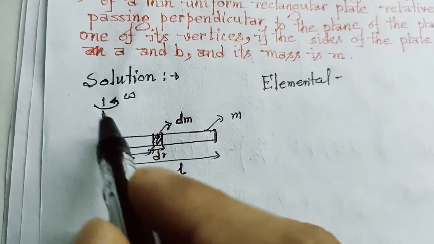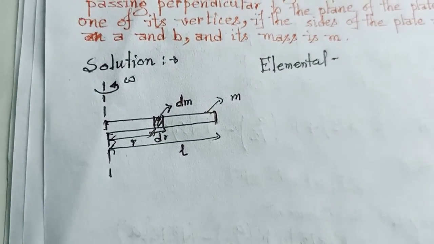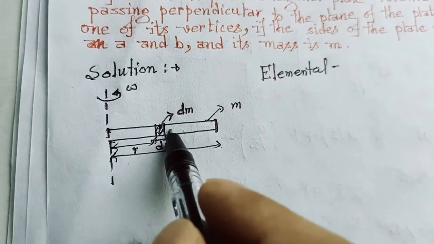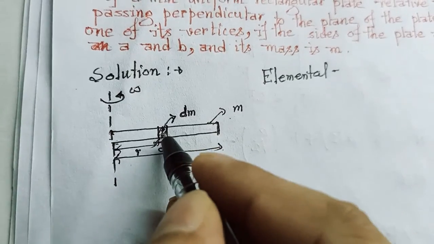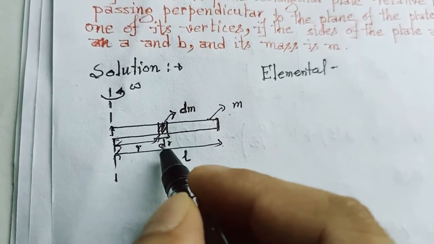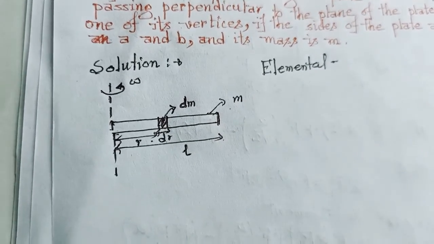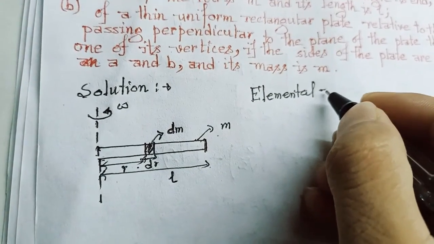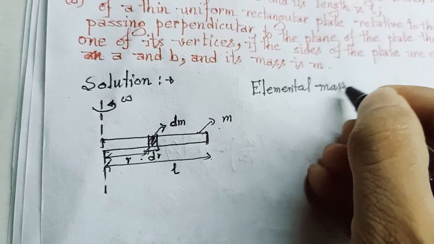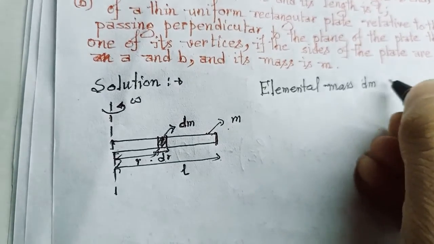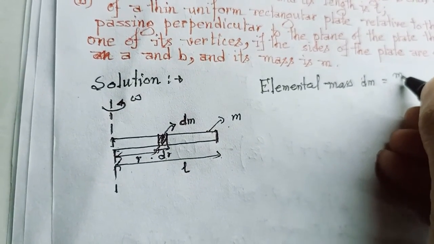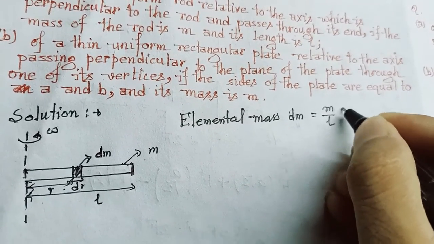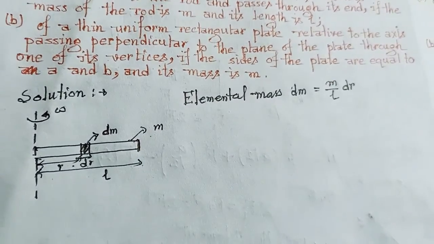So this dotted line is representing the axis of rotation, and L is the length of the rod and its mass is m, and we are taking an elemental mass dm at a distance r of thickness or width dr. So elemental mass dm will be m divided by L into dr.